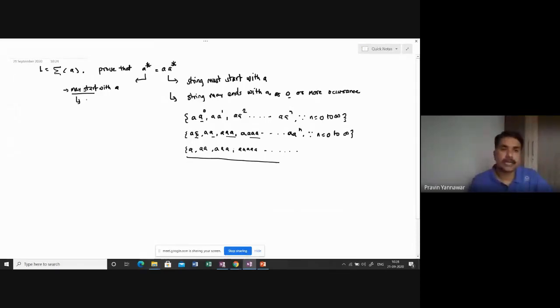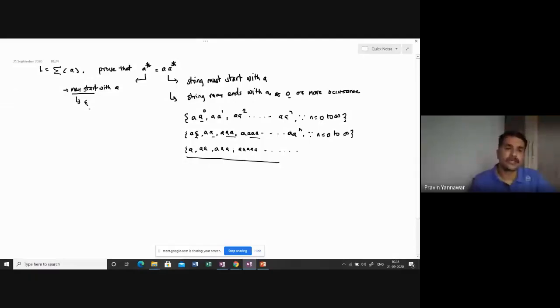What it means is that if it is a star, then it may be epsilon. So it may start with A or epsilon. If it is epsilon, then there is a 0 occurrence of the symbol. It starts with A and may end with A. There is a clear possibility that it may not start, or it may start, so with A or without A.